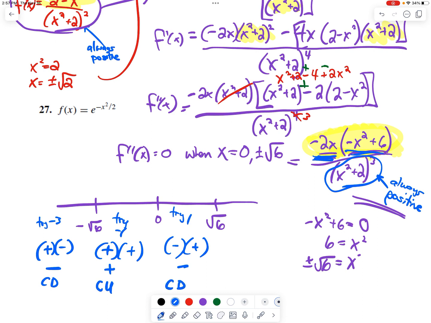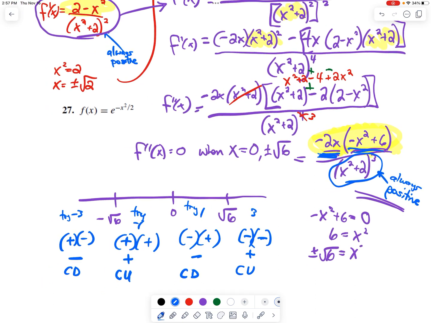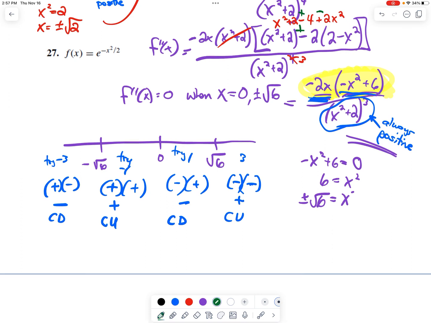Past radical 6, let's try the number 3. That's going to be negative, and still a negative. I'm looking at a net positive. We are concave up. All right, so that means before I even graph this thing, it looks like inflection points happen where concavity changes. So it's going to be at negative radical 6, 0, and radical 6, because those are all places where concavity has changed.